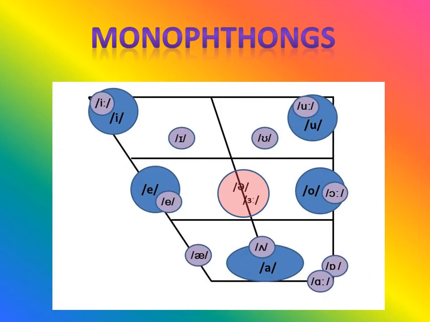In this graph, we can see that Rioplatense Spanish has 5 monophthongs identified with a blue color that cover a wide area of articulation. This contrasts with the English monophthongs, which are 12 in number. We have here light blue color for English vowels, and we have the central vowels with a different color, pink, and we are going to explain why.